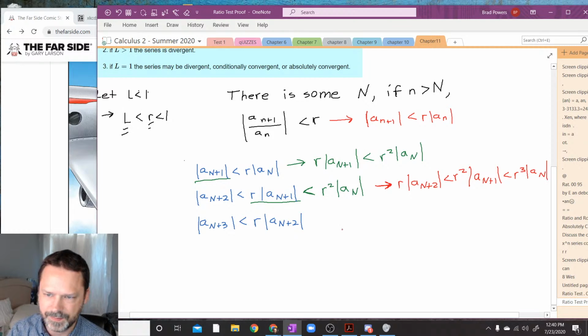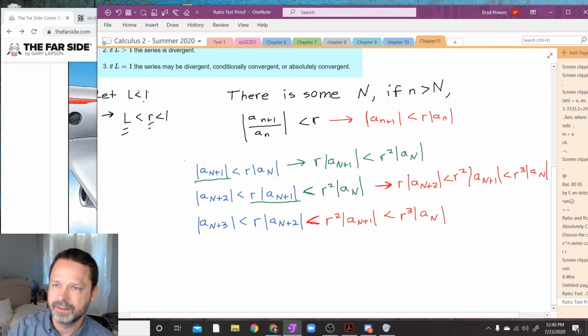All right. I'm starting to see a pattern here, which obviously is what we want, right? Oh, so that means I could extend this inequality out here to be less than r squared a sub n plus 1 less than r cubed a sub n. Now, a pattern is starting to emerge.